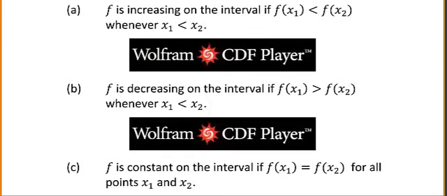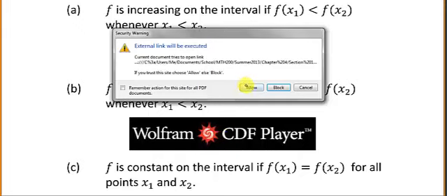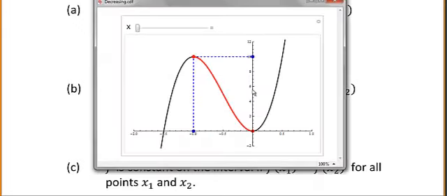Okay, by the same token, f is decreasing on the interval if f of x1 is larger than f of x2 whenever x1 is less than x2. So in this case, bigger x values produce smaller y values or function values, and it looks like this function is decreasing on the interval from -1 to 0, because as we move along from -1 to 0, as we move to the right, x's get bigger and the corresponding y values get smaller. As we move to the right, we go downward, we're getting smaller.